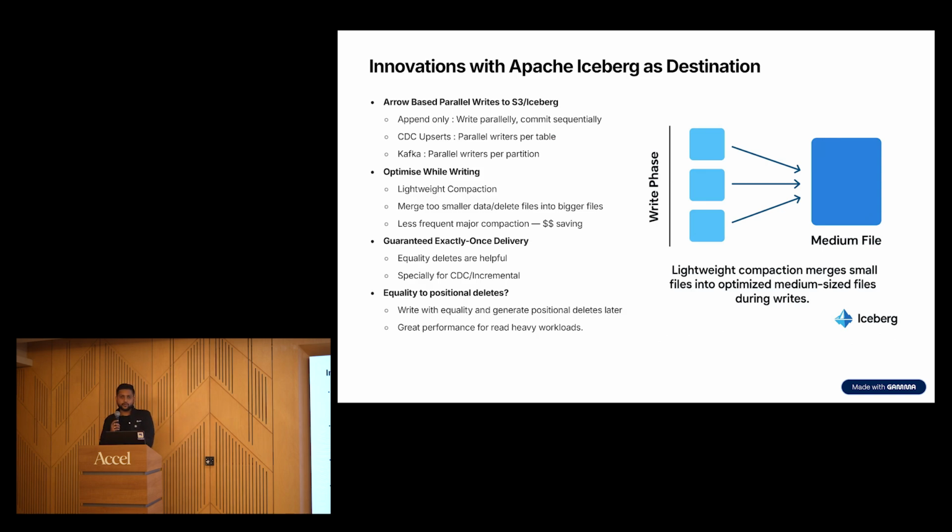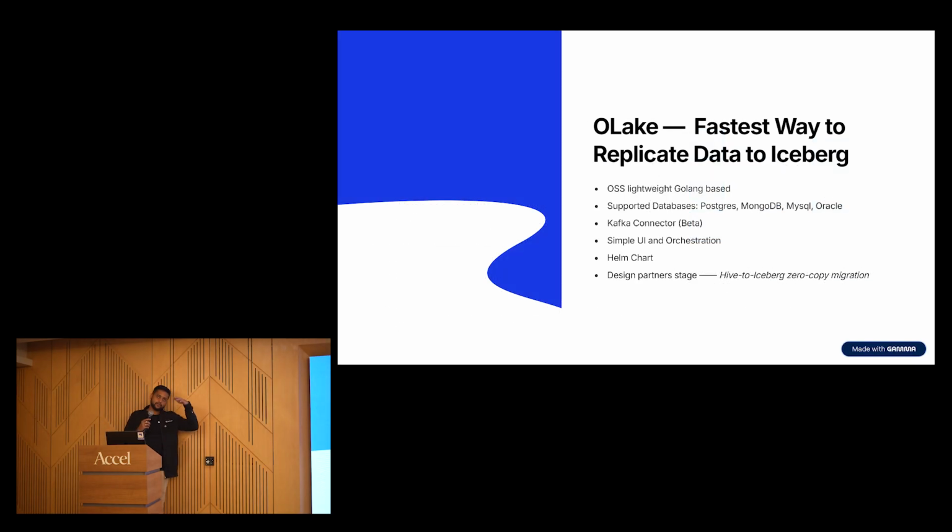All of these innovations are possible because we are choosing Iceberg as a destination, right? With all of these optimizations from the previous slides in mind, we are creating an open source tool called OLake. OLake is the fastest way to get your data from databases and Kafka kinds of sources into Iceberg. We are fully open source, under the Apache 2 license. We started this project almost 8 months back, and we have got a good response; we are already at 1100 stars. We have written the full OLake engine in Golang.